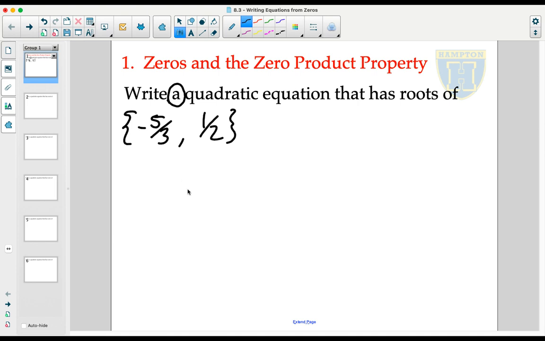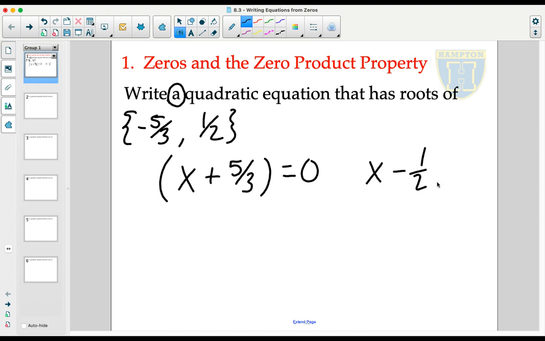We know, based on the zero product property, that we would have potential factors of x plus 5/3 is equal to 0, or x minus 1/2 is equal to 0. We are guaranteed that by the zero product property.